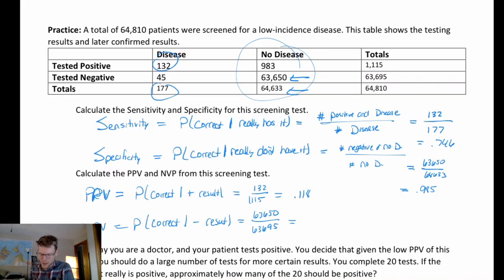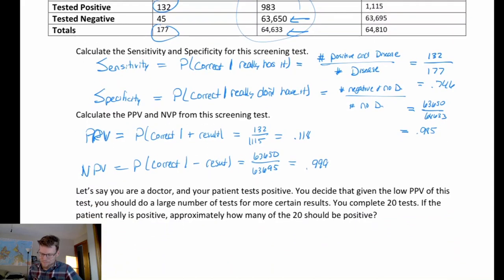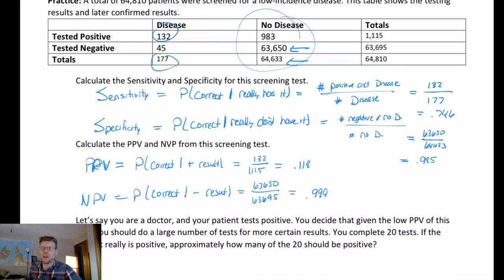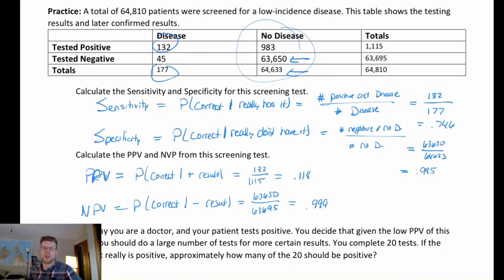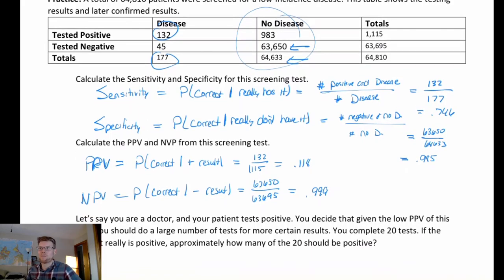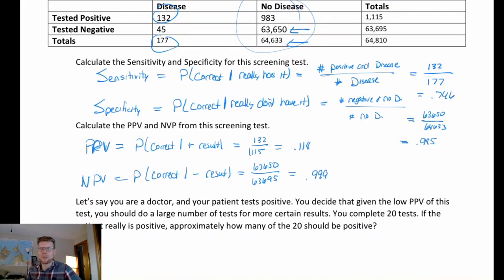And then finally, the NPV is going to be pretty good. I get 99.9%. So I'm doing pretty good. If you get a negative test result, you're probably okay. Certainly it's better than nothing. If I was trying to predict disease incidence without knowing a test result, I would just have to know the true incidence. So this is probably a better measure than that, but still obviously with some room for improvement.